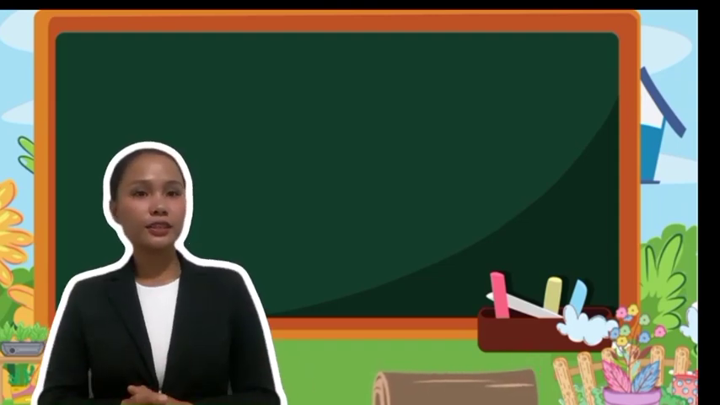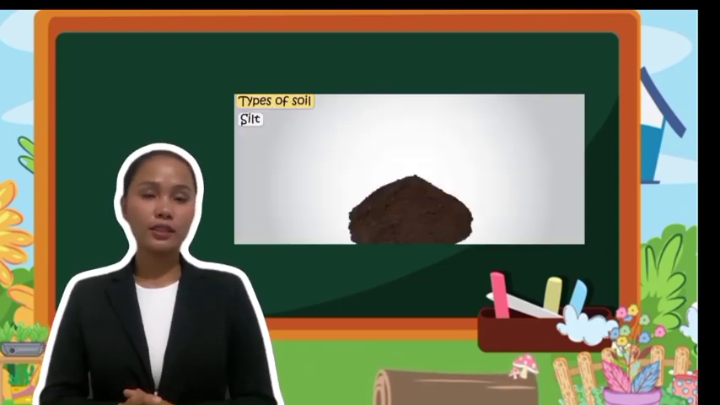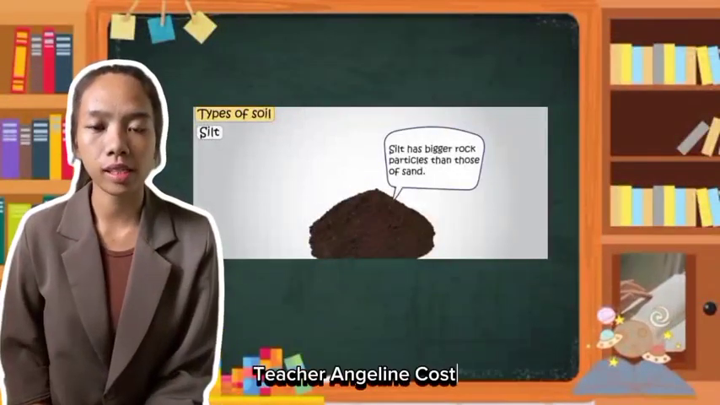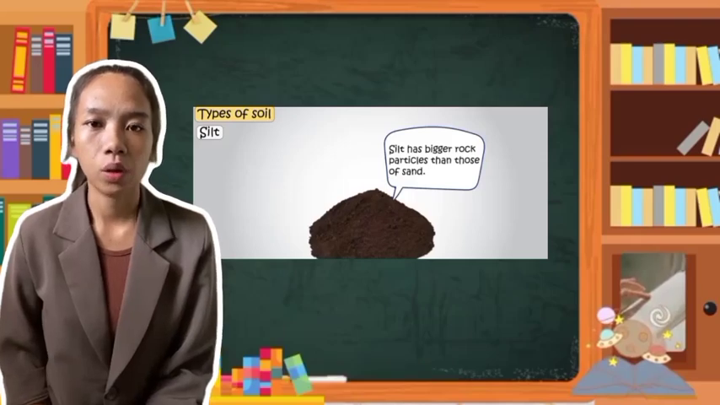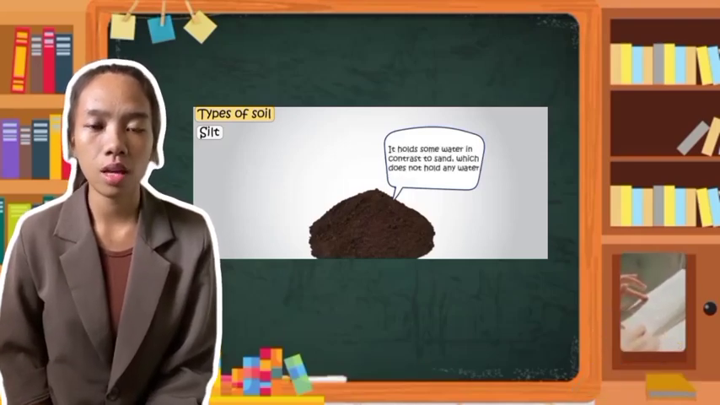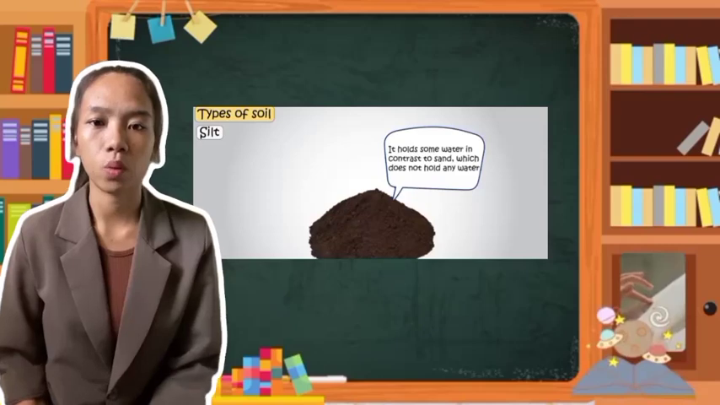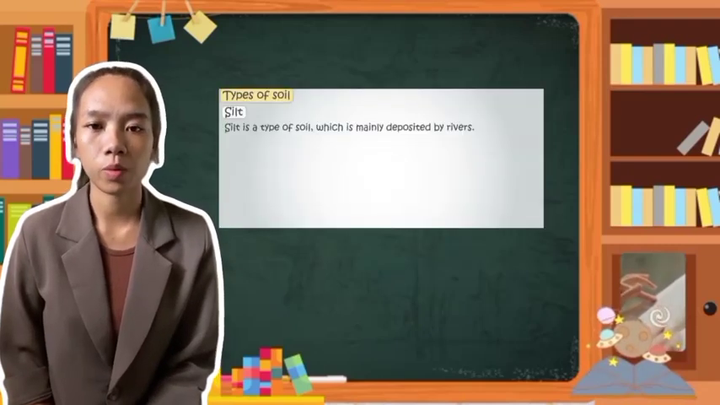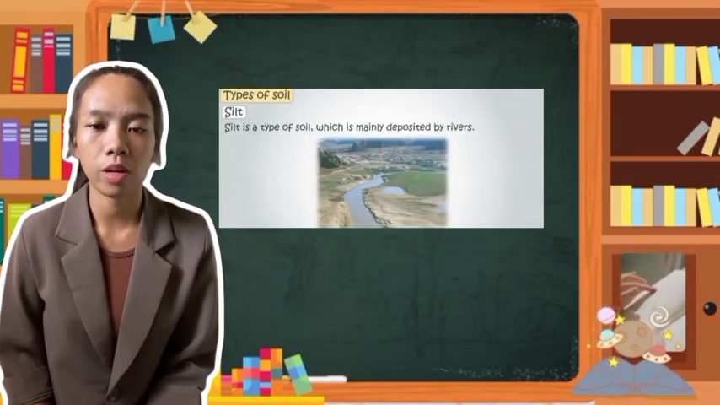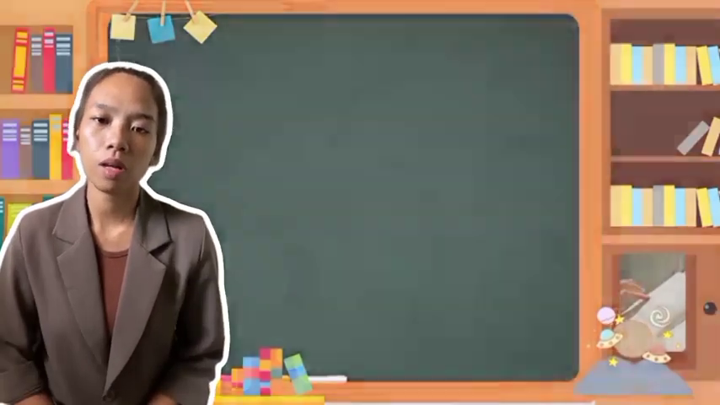Now, let's see another type of soil which is called silt. Silt has bigger rock particles than those of sand. It holds some water in contrast to sand, which does not hold any water. Silt is a type of soil which is mainly deposited by rivers. So let's learn about it.